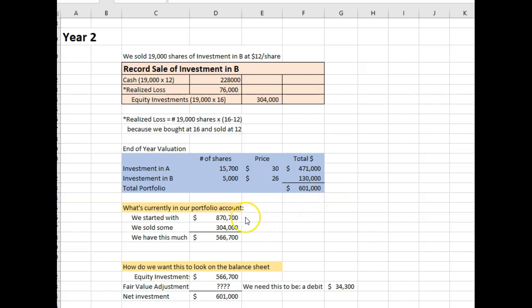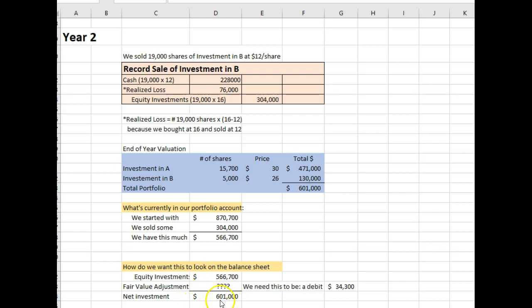Okay, so what's in our portfolio account? We started with 870,700. We reduced that by 304. So if you had a T account, then we would show this as a debit balance of 566,700. How do we want this to look on the balance sheet? We want the fair value of 601 to be shown. So that's what we want, the net investment to be 601. But the equity investment is only at 566,700.